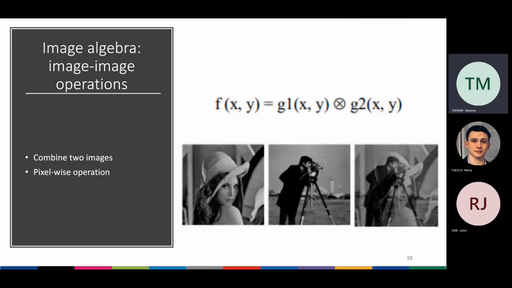It is also possible to combine two images having the same resolution by using a pixel-wise operation, as shown in this equation. An example of image-image operation is alpha blending, which consists in the mixing of two images where alpha determines the mixing proportions. This picture shows a blended image of the two previous images where alpha is equal to 0.5.